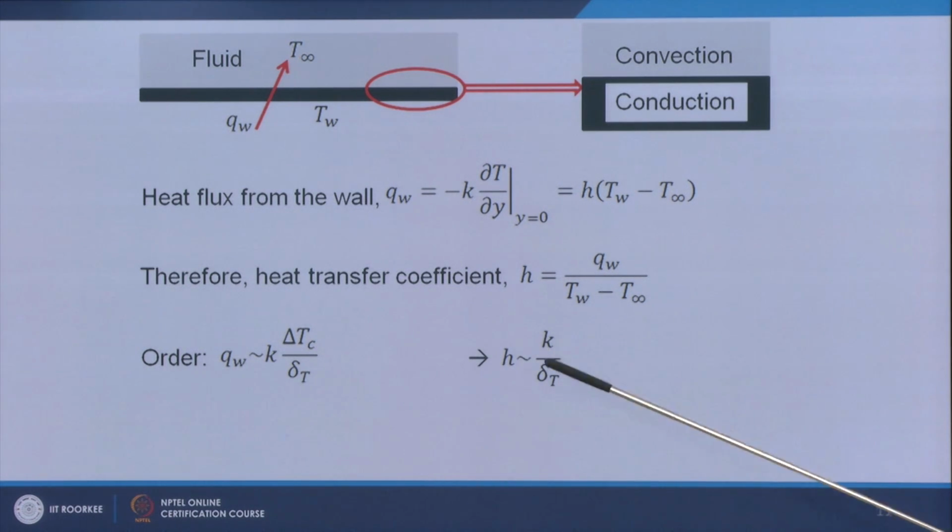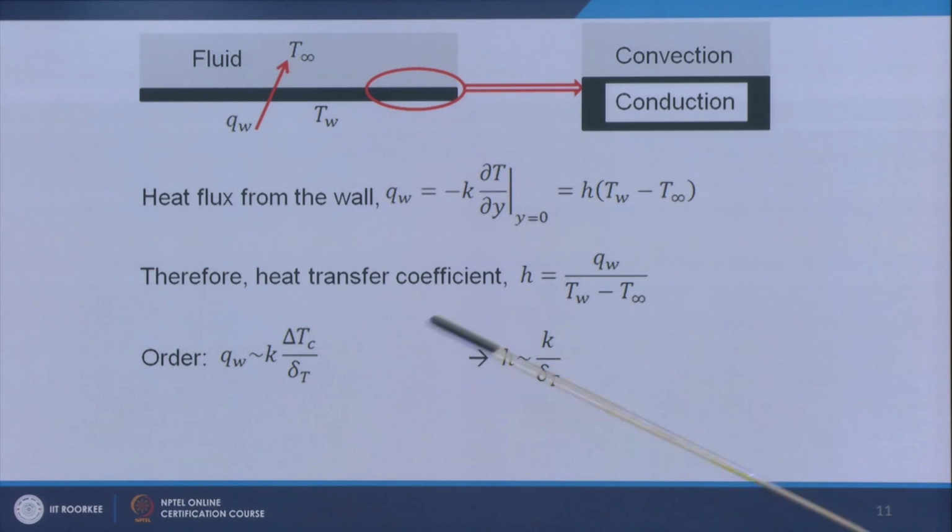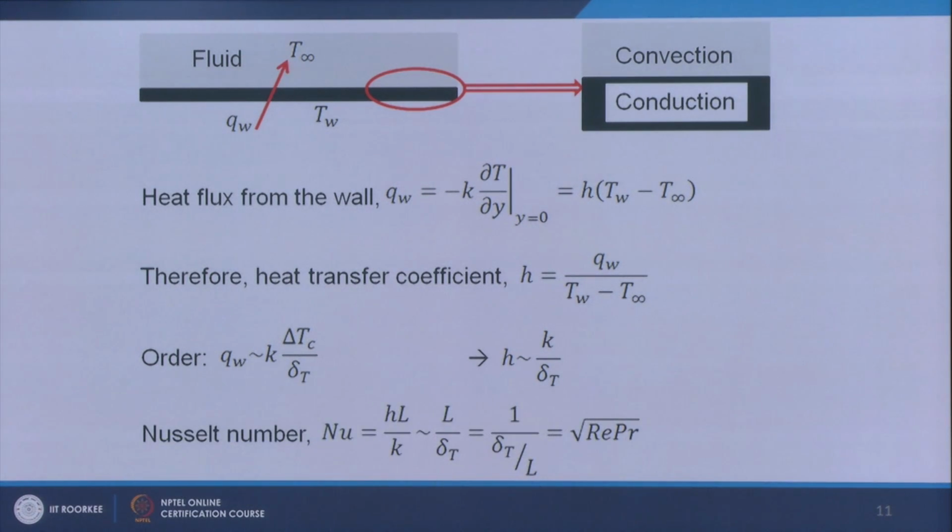So if we put these two equations together, the heat transfer coefficient we find is of the order of K by delta T. And the Nusselt number is a non-dimensional number which gives the ratio of convection to conduction resistances. So Nusselt number is HL by K. From the order analysis, since H is of the order of K by delta T, we get Nusselt number of the order of root over of Re Pr. So in case of low Prandtl number fluid, we have Nusselt number of the order of root Re Pr.